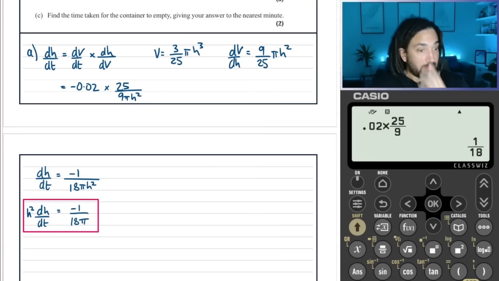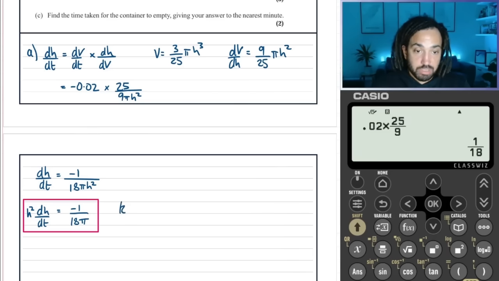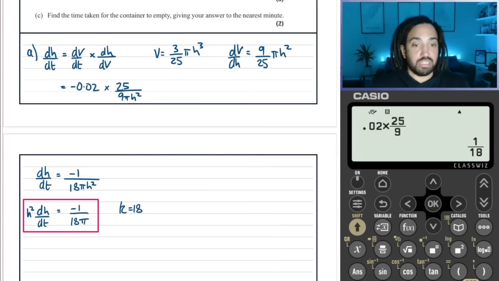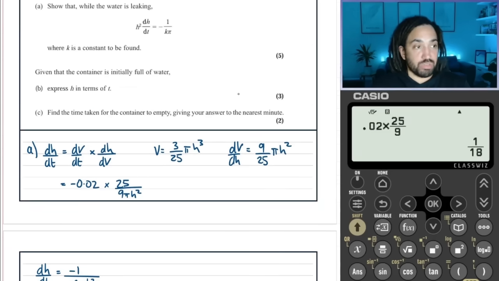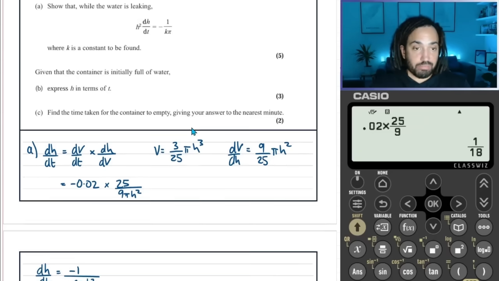Okay, great. It does say where k is a constant to be found as well, so I'll just put k is equal to 18 there, just to make sure I get the marks, but I'm sure I would do anyway. Okay, next it says, given that the container is initially full, express h in terms of t.